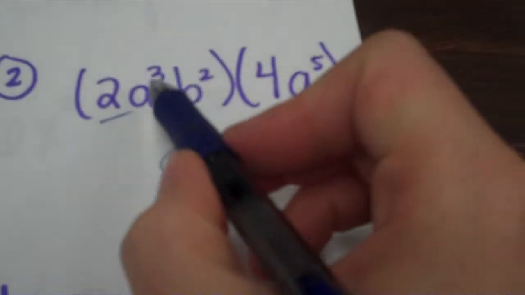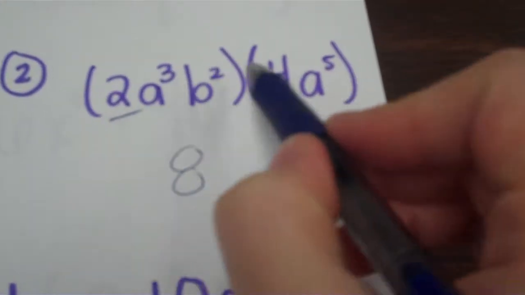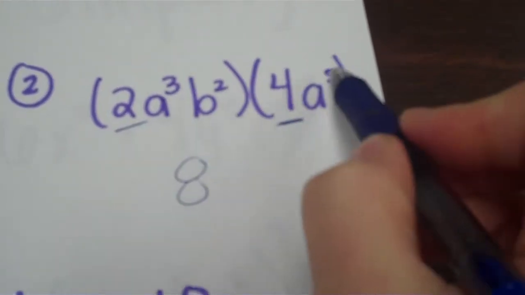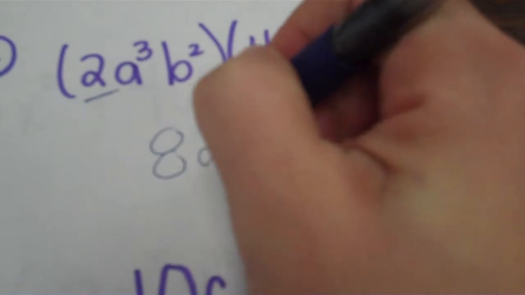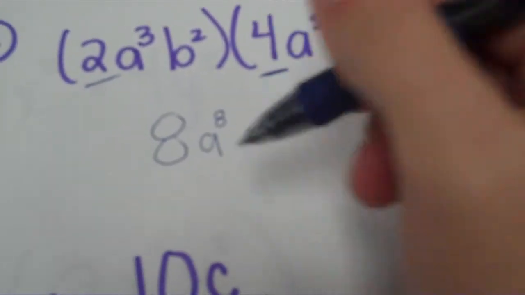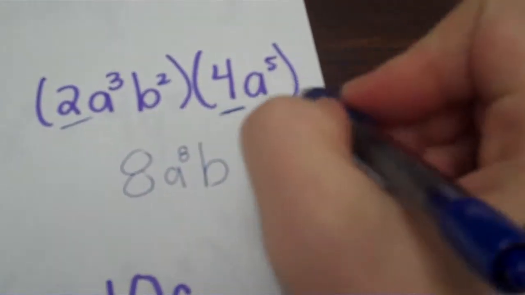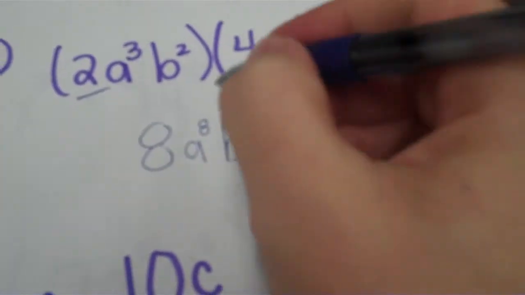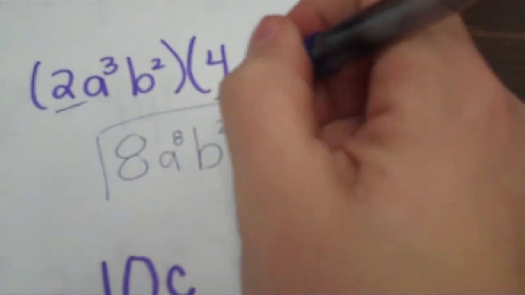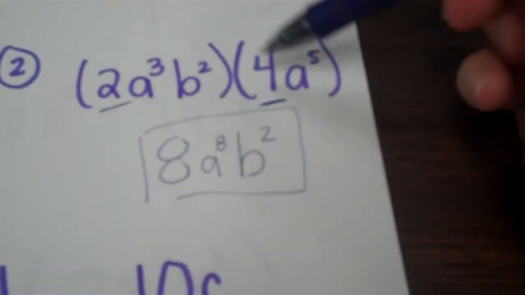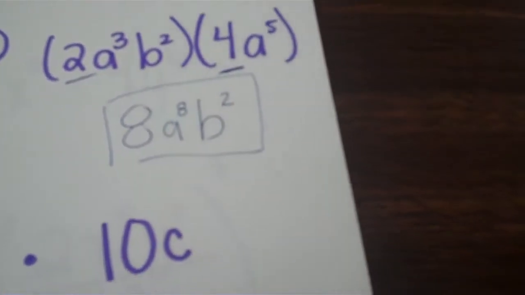Okay? But then we're going to add our exponents. So I have an a here and an a here. So 3 plus 5 is 8, so a to the 8. That's an a, by the way. And then I have a b. 2 plus nothing. There's nothing here, right? So 2 plus nothing is just 2. You just box it all up. So all you're doing is multiplying your big numbers and then adding your exponents.